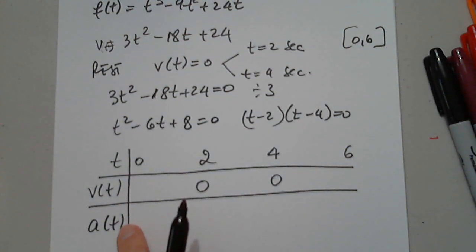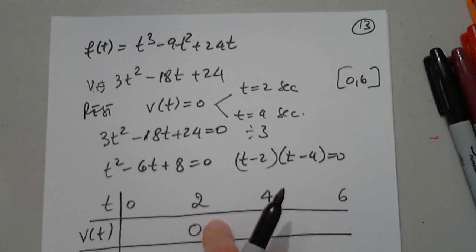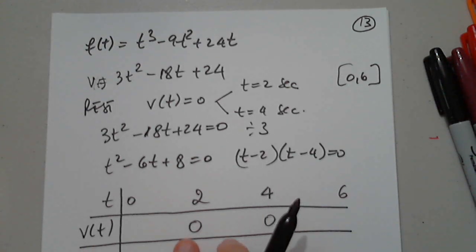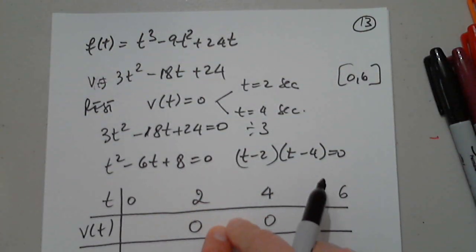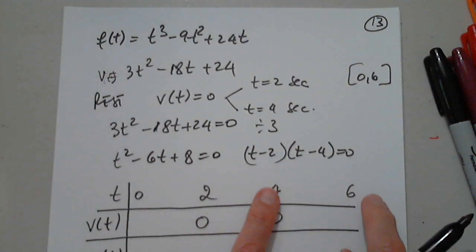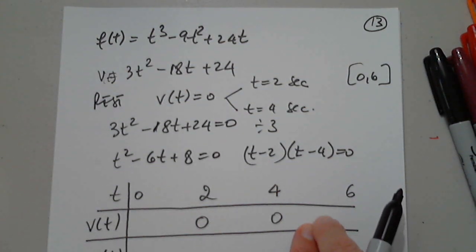Plug in any number before 2 into V of t to find the sign, any number between 2 and 4 to find the sign of V of t, and any number between 4 and 6 to find the sign of V of t in here.